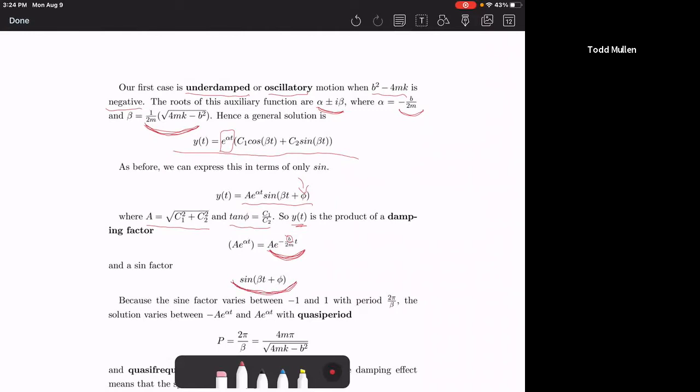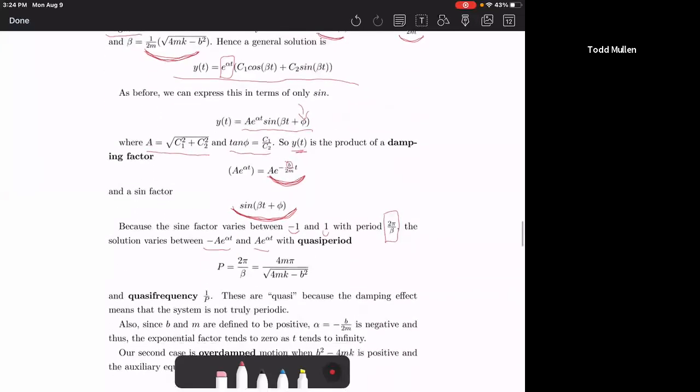Because the sine factor varies between negative 1 and 1, with a period of 2 pi over beta, the solution varies between negative Ae^(alpha t) and positive Ae^(alpha t), with quasi-period 2 pi over beta. And then we know what beta is equal to. And quasi-frequency 1 over p. Now we use the word quasi because the damping effect means that the system is not truly periodic.